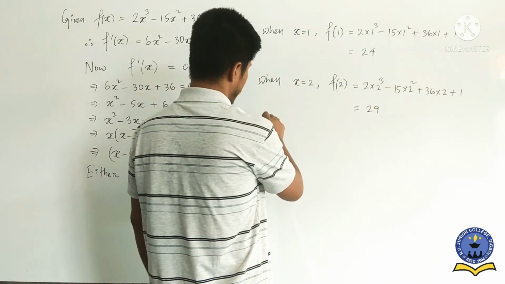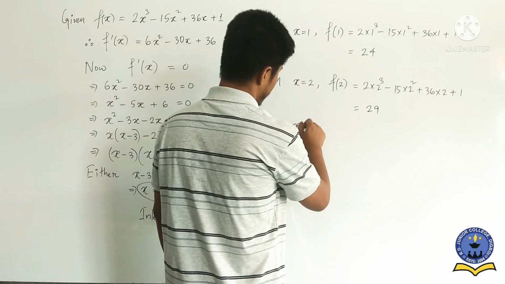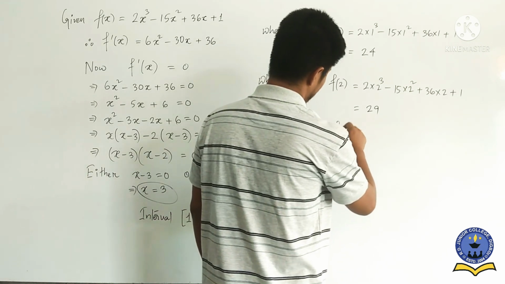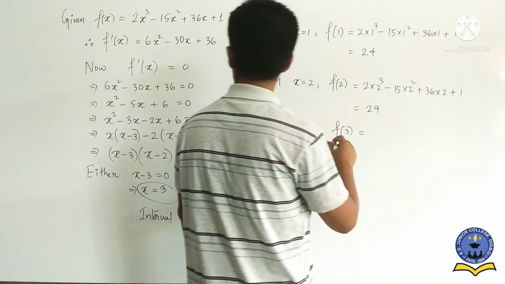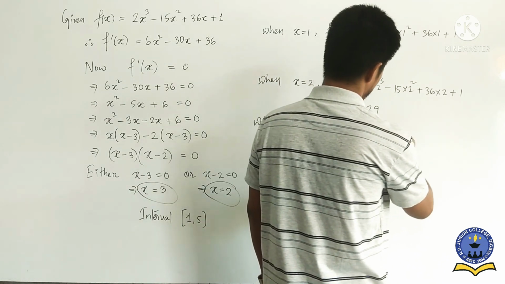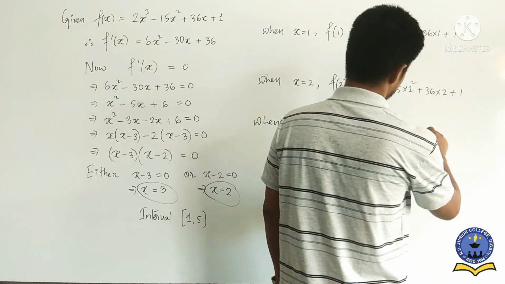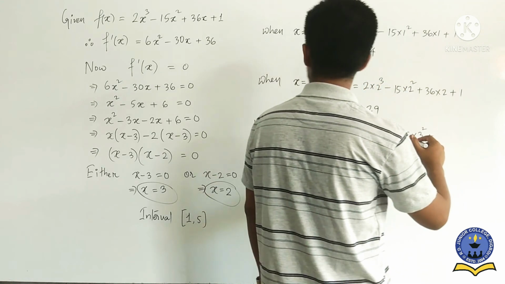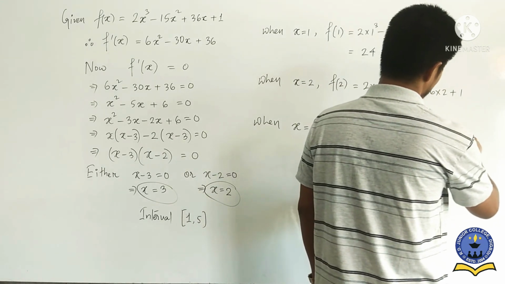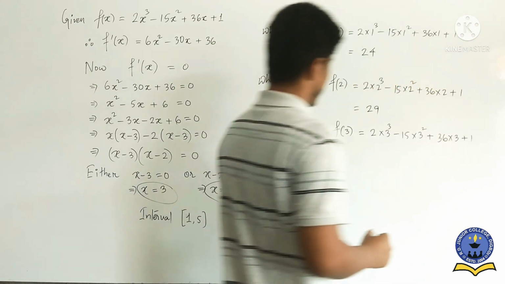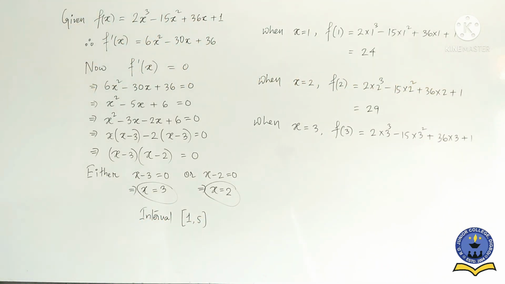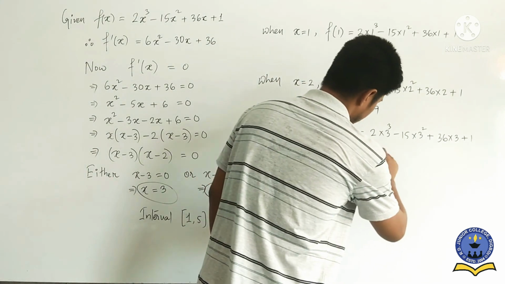Similarly, the third one, when we put x equals 3, f of 3 means 2 into 3 cube minus 15 into 3 square plus 36 into 3 plus 1. So 2 into 3 cube minus 15 into 3 square plus 36 into 3 plus 1, and in this case we get the result 28.